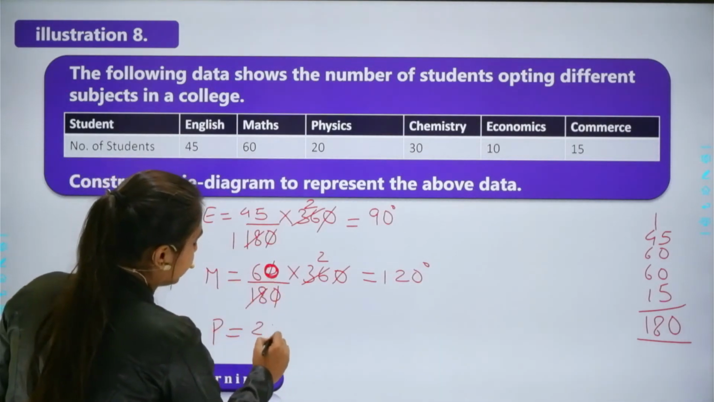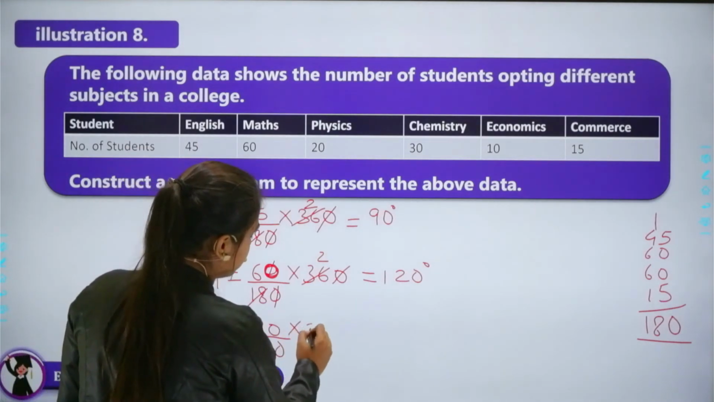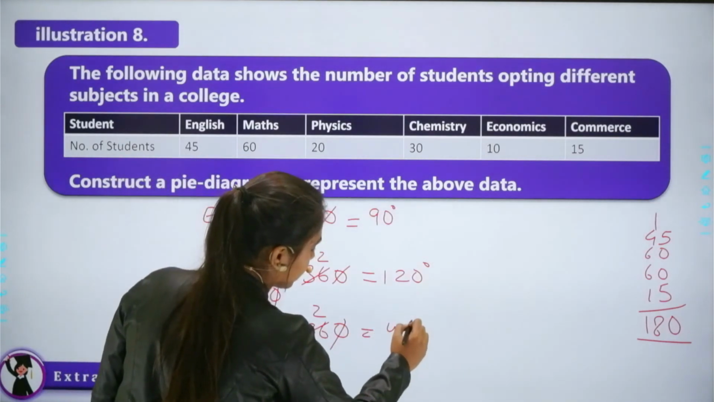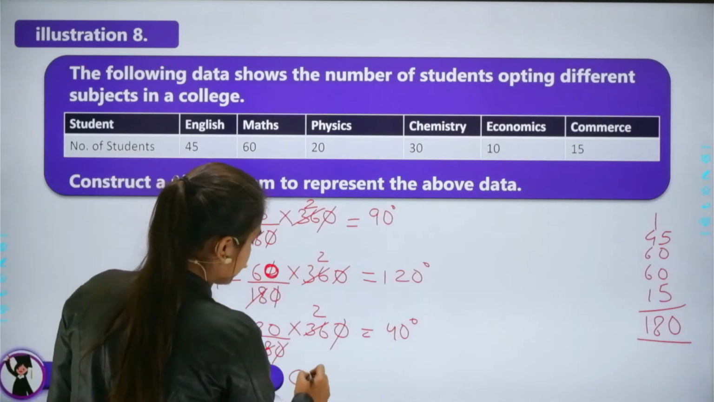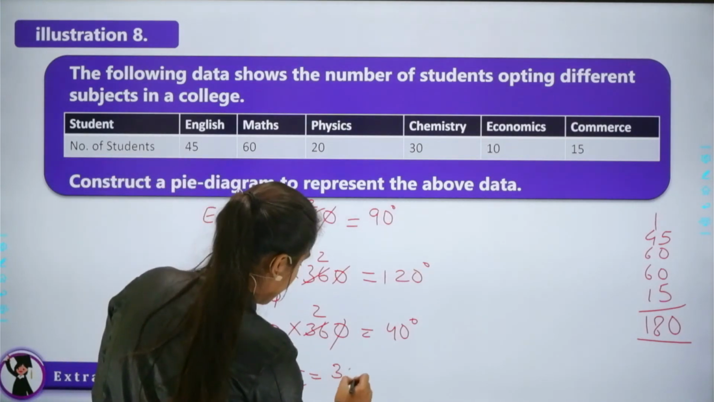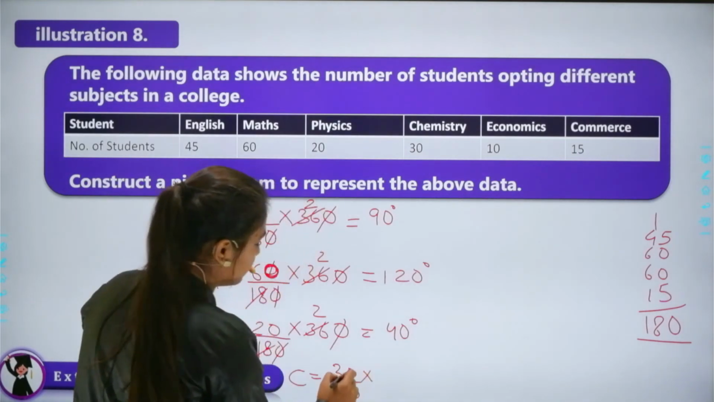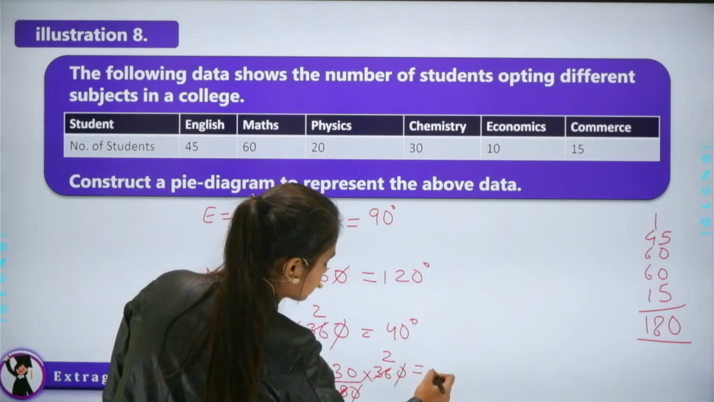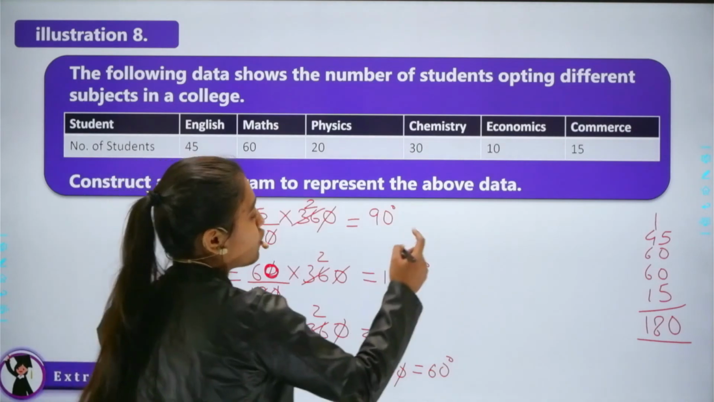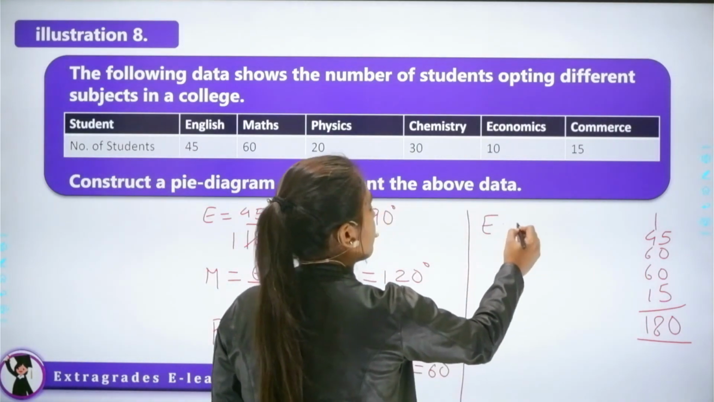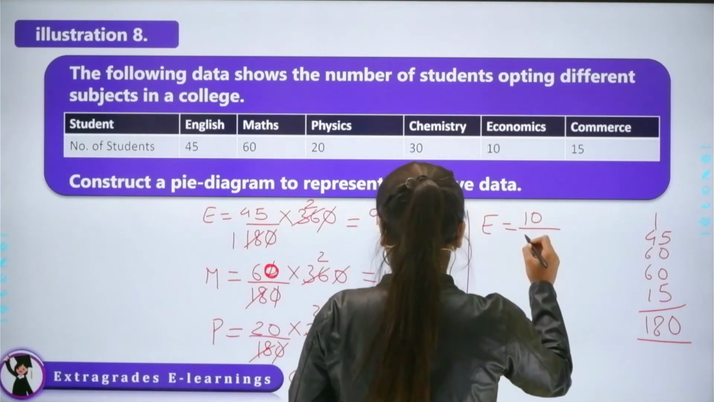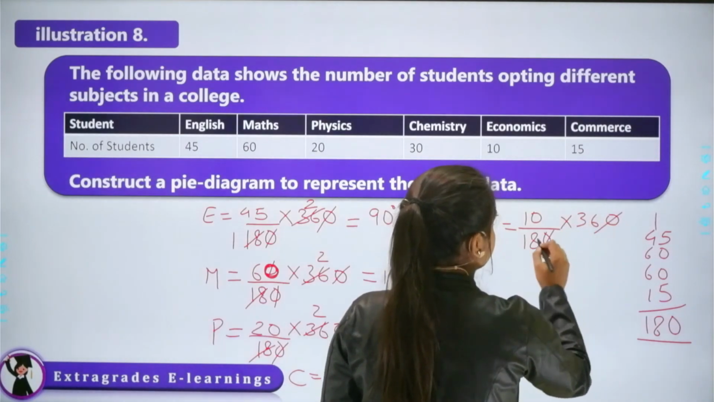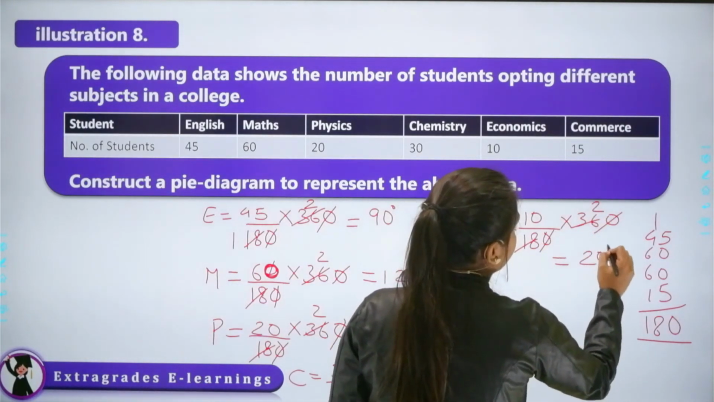For physics you have 20 upon 180 into 360. 40 degree. Then we have chemistry. Chemistry equals 30 upon 180 into 360. So we have 18, 2, 2 3s are 6, 60 degree. Then for economics and commerce also we can calculate. Economics 10 upon 180 into 360. We get 20 degree as our central angle.